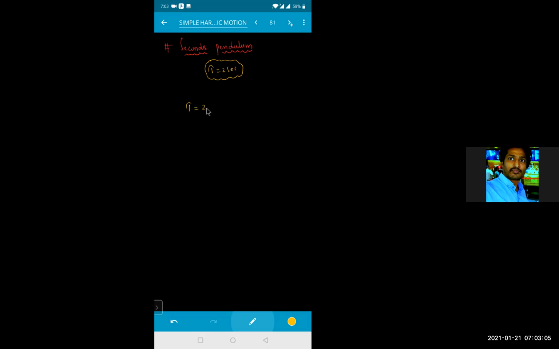Simple pendulum formula: T is equal to 2 pi under root of L by G. Now take the T value as 2 seconds. That is equal to 2 pi under root of L by G. This 2 and this 2 get cancelled, so what will this become? 1 by pi is equal to under root of L by G. That means 1 by pi square is equal to L by G. So L will be equal to how much? G by pi square. So length L will be equal to G by pi square.